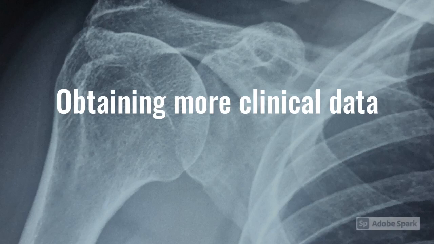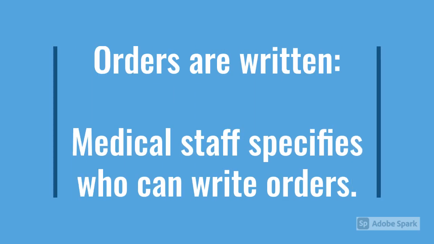After the history and physical, the clinician has some idea about the patient's possible diagnosis. This is called the clinical impression. Now it's time to obtain more clinical data. Orders are written for the patient. The medical staff specifies who can write orders.